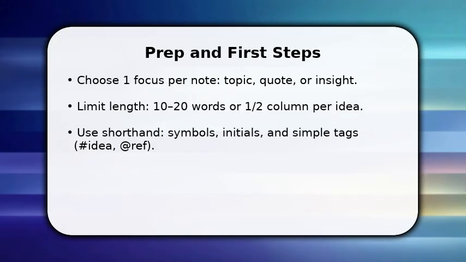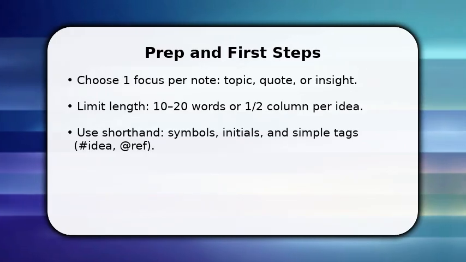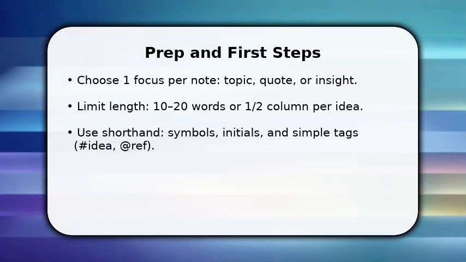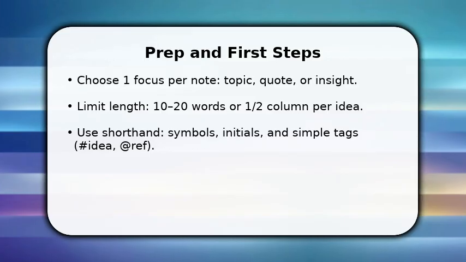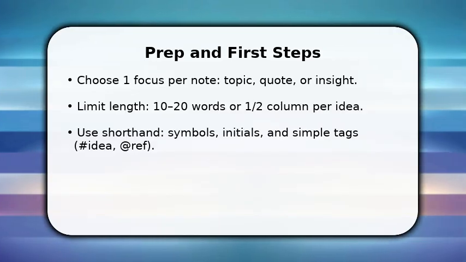You start by picking a single focus for each short note so it stays useful and retrievable. Once decided, write one clear line, 10 to 20 words or a half column, to force precision. This reduces clutter. Use shorthand and tags like #idea or initials to show context quickly, and keep symbols consistent so you decode them later. Make sure to add a one-word title. That small effort speeds search and recall, and it keeps your notes instantly actionable.